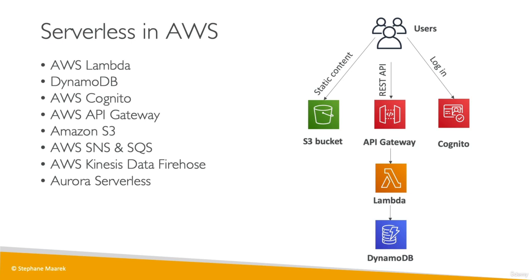Aurora Serverless, when your Aurora database scales on demand without you managing servers, Step Functions, and Fargate, because Fargate was a serverless option of ECS, where we didn't provision the infrastructure to run our Docker containers.